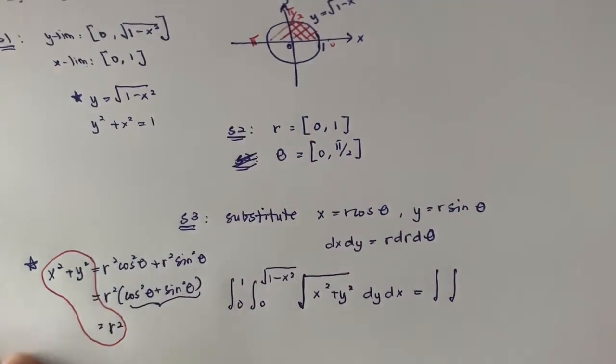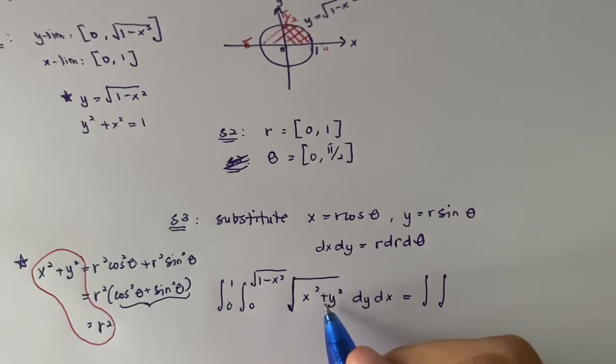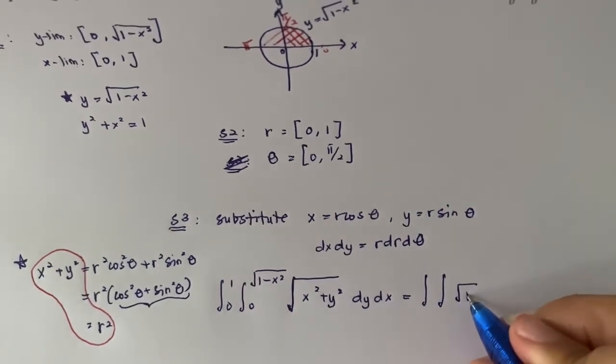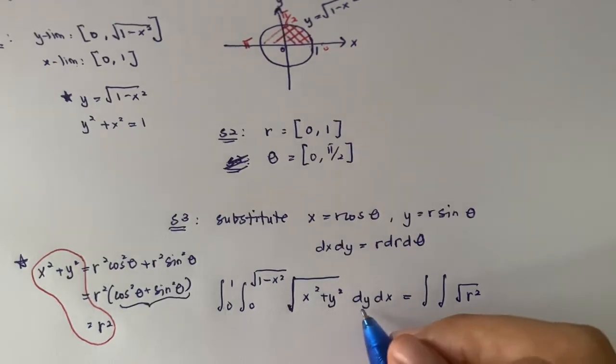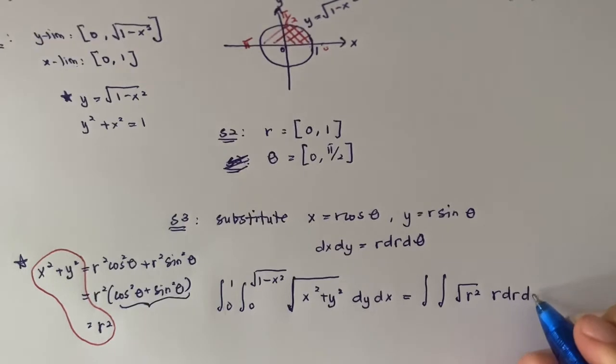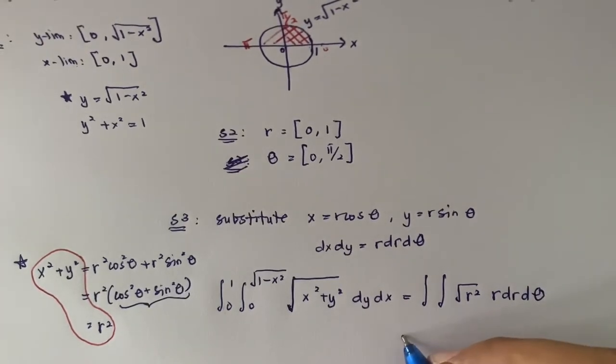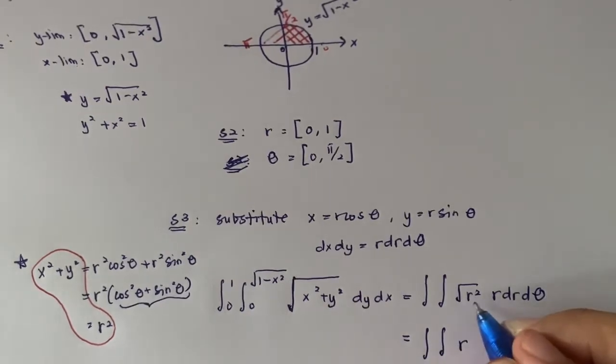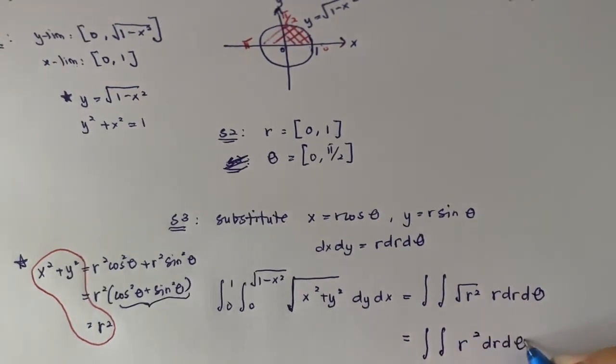Remember this. Always remember that x square plus y square, when you change from Cartesian to polar, is equal to r square. So from here, substitute into the square root of x square plus y square, so you have the square root of r square. And dy dx is equal to r dr d theta. Then you have the double integral of r, since the square root of r square is equal to r, multiplied by r, you have r square, dr d theta.